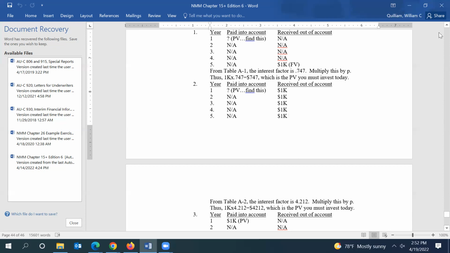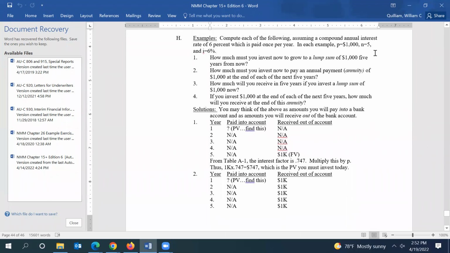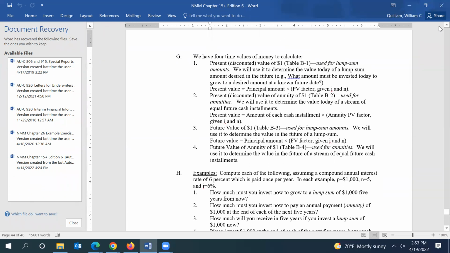Any questions there on the present value of an annuity? All right. Let's come on back to G. So G, number 3 and 4, we're ready for future values. So now we're going to be determining the value in the future. And we'll do it first for a lump sum and second for an annuity.